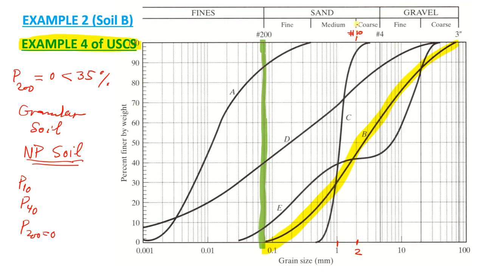We also need number 40. It's not written here. So number 40 sieve is 0.425. Now where is 0.4? This is 0.1, 0.2, 0.3, 0.4. This is 0.5. So it is in between. So I will take this 0.4 because there's not much difference between 0.4 and 0.425. So that is number 40. So let's start with number 10.